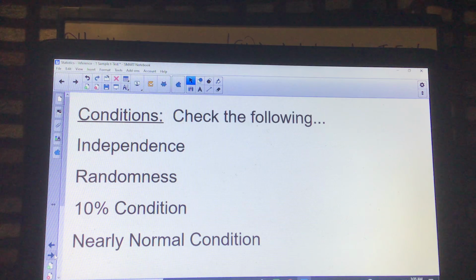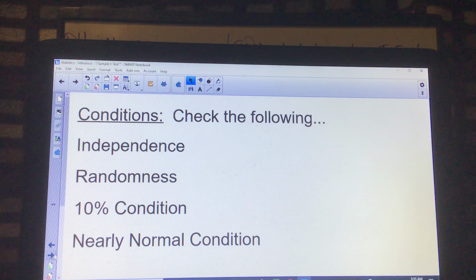Randomness, they tell us in the problem they randomly selected them. The 10% condition, 23 cars is way less than 10% of all cars that drive by the school. And that new condition from the other video is the nearly normal condition. Now, that nearly normal condition was based on the sample size. If the sample size was bigger than 40, we didn't really have to check anything. We just had to say, hey, the n's bigger than 40. In this example, the n is 23.